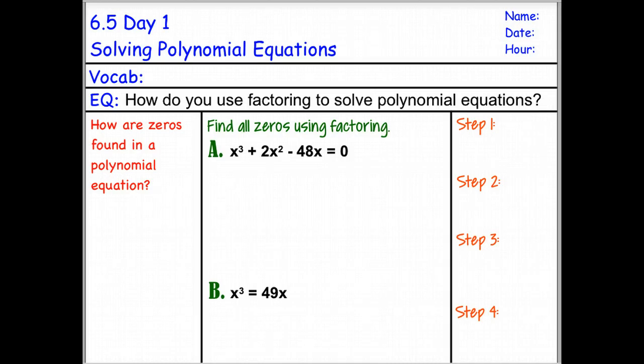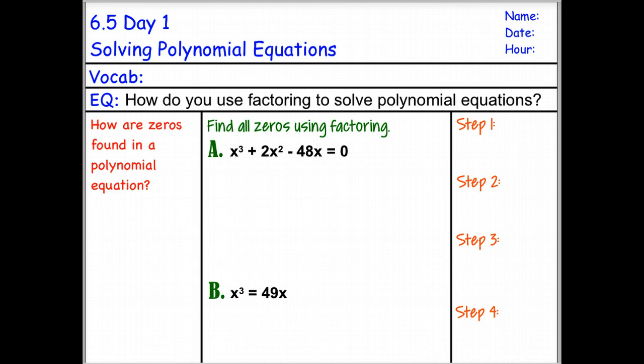Welcome back, and today we're going to deal with section 6.5. We're going to do day 1 of 3, and our focus today is on solving polynomial equations. This is an extension from 6.4. In 6.4 you did a ton of factoring, and now we're going to take that one step further.